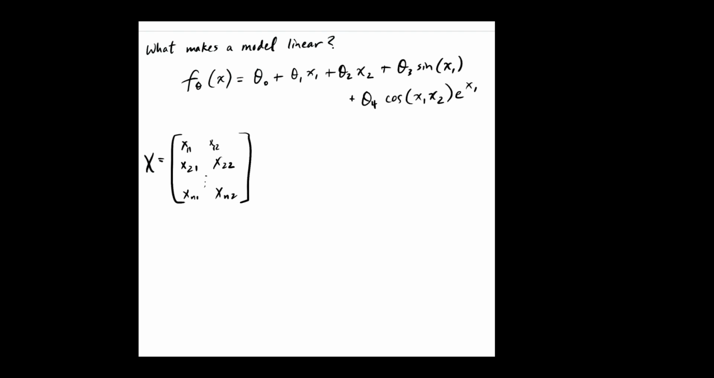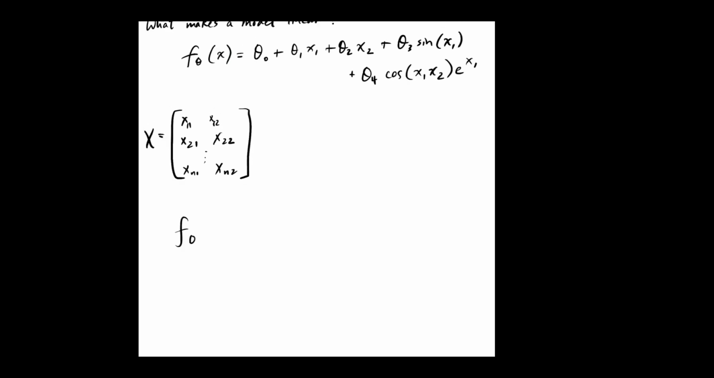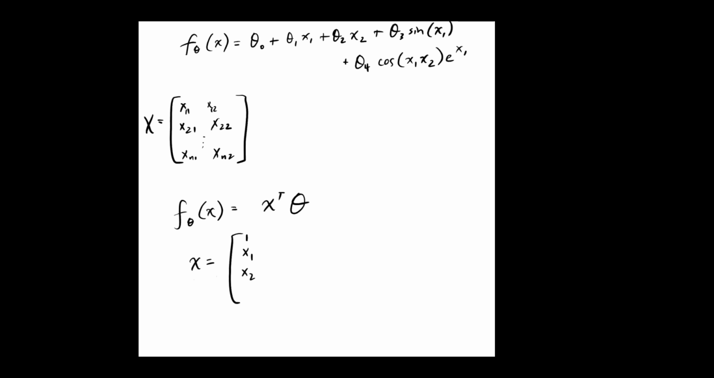Great, yeah. It's a linear combination of our features, or it's linear in terms of our parameters. I can write this as f theta of x. I can write this as the dot product between my x vector and theta vector, where x is this vector of 1, x1, x2.